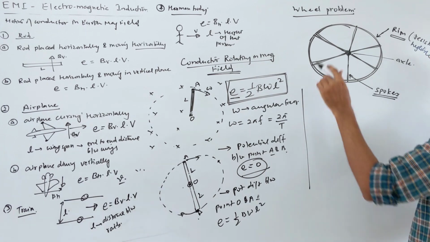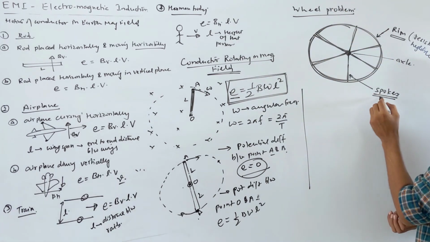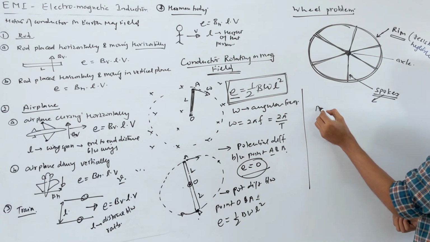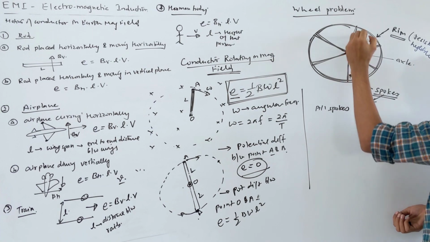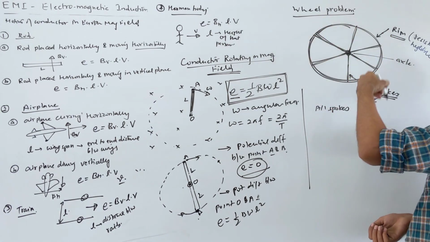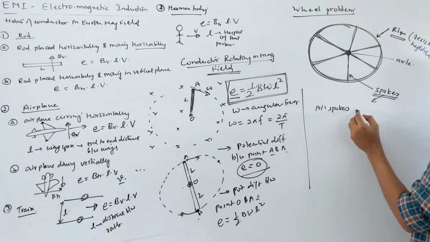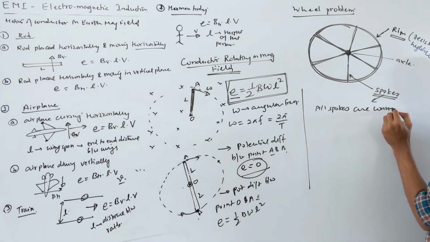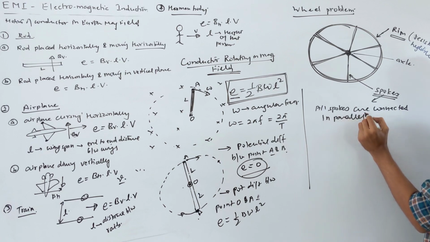So see, when the resistance of the rim is negligible, how are these spokes connected? One end of each spoke is here at the center, and the other end is on the rim, and the rim has no resistance, so all the ends are at the same potential. That means they are connected in parallel. All spokes are connected in parallel, correct?